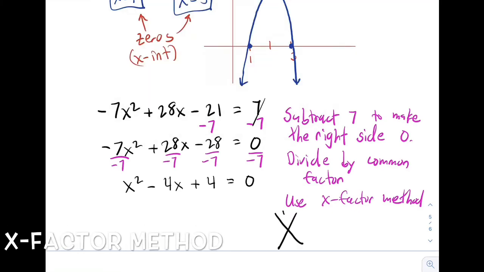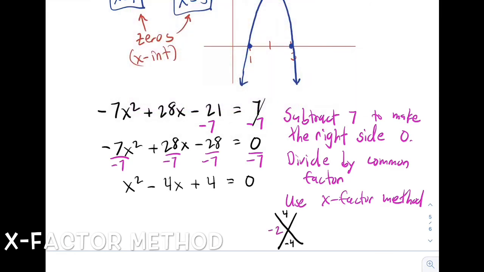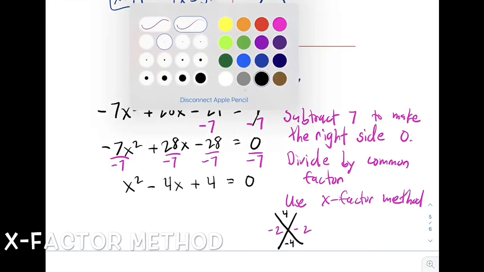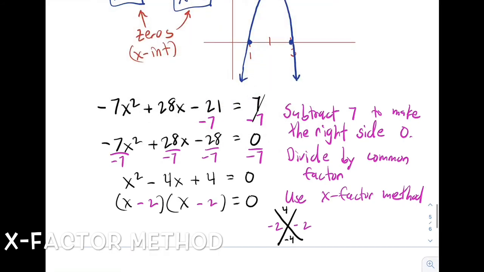And here's our x. So we have 4 on the top, negative 4 on the bottom. Two factors multiply to 4, add to negative 4. So we have negative 2 and negative 2. So our two factors are going to be x, x, with our two numbers in there, negative 2, negative 2. And this is still equal to 0.